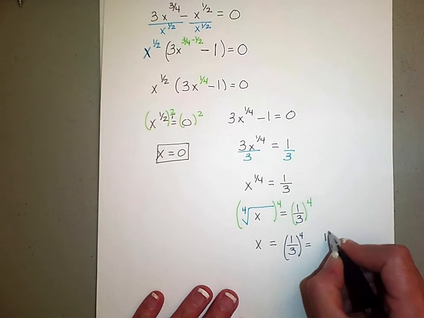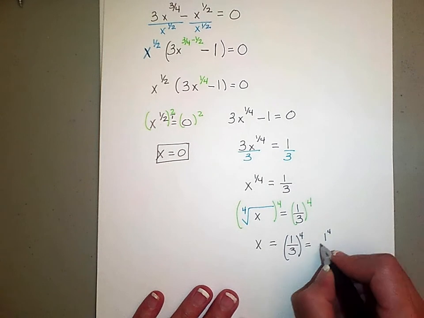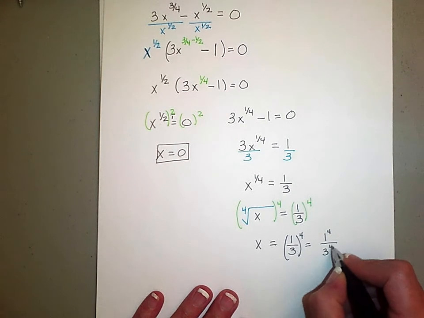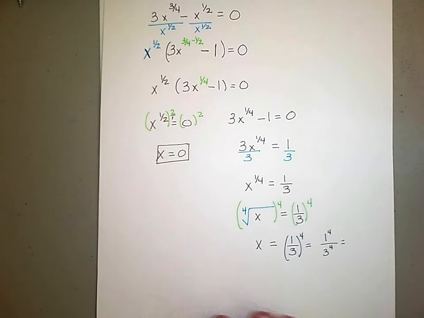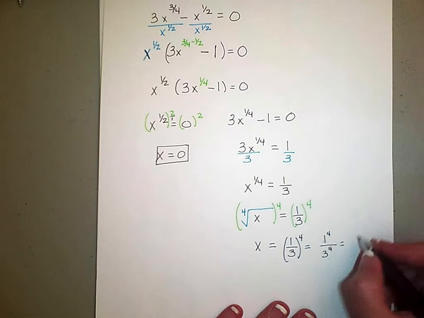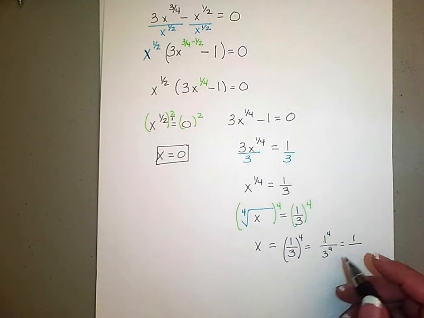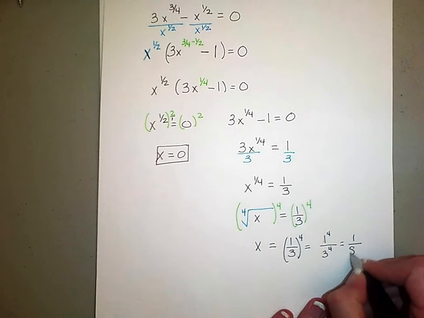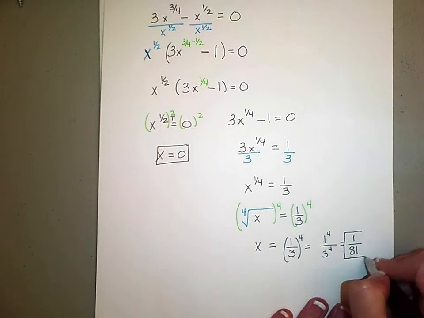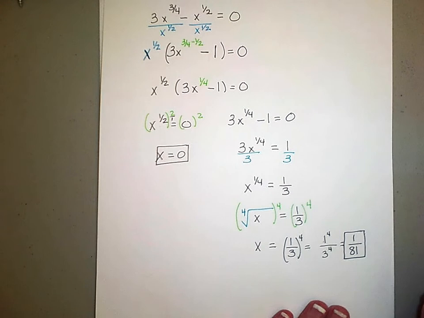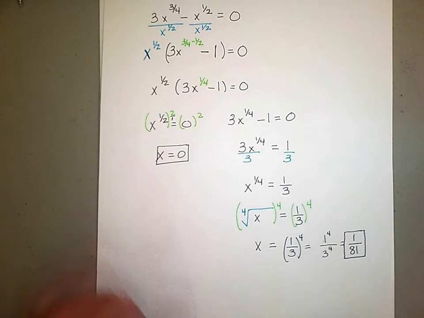Remembering our rules of exponents, though, that's the same thing as the numerator raised to the 4th power and the denominator raised to the 4th power. 1 to the 4th is simply 1. 3 to the 4th is 9 times 9, which is 81. So in this case, we had 2 solutions.